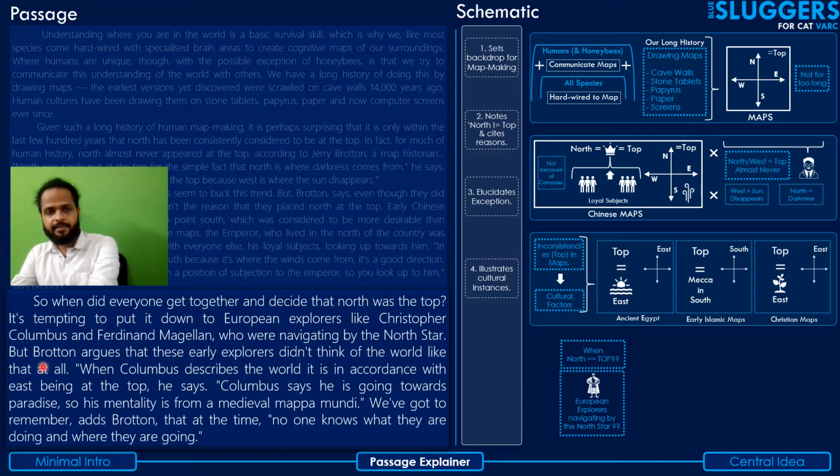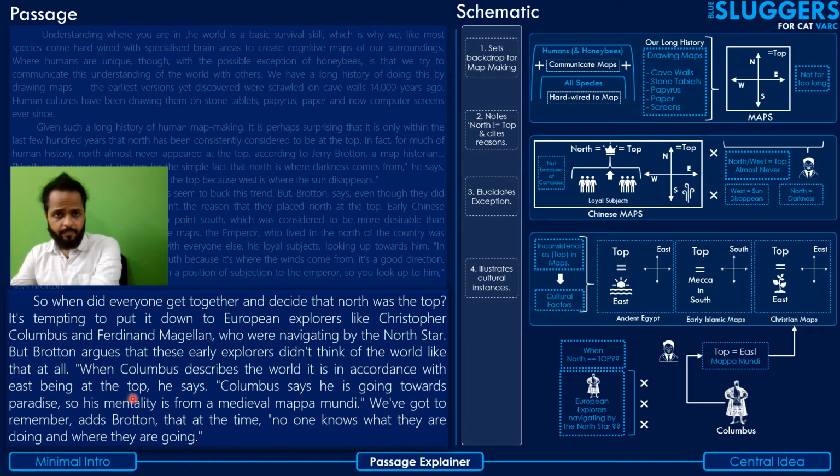Anyhow, next he says, but Bruton argues that these early explorers didn't think of the world like that at all. When Columbus describes the world, it is in accordance with east being at the top. He says Columbus says he is going towards paradise, so his mentality is from a medieval Mappa Mundi. We got to remember, adds Bruton, that at the time no one knows what they are doing and where they are going.